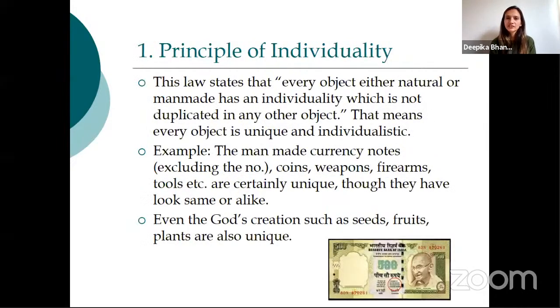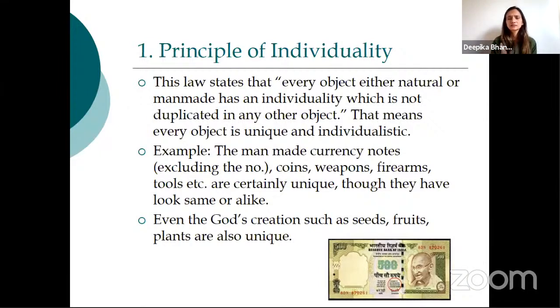First is the principle of individuality. It says that every object, either natural or man-made, has an individuality which is not duplicated in any other object. That means everyone is unique and individual, which means that nothing can be duplicated in the whole world. So whether it is man-made or natural, even if you see two coins which are minted, they will appear to be the same, but because of the minting process, there might be some difference between the two coins or multiple coins.